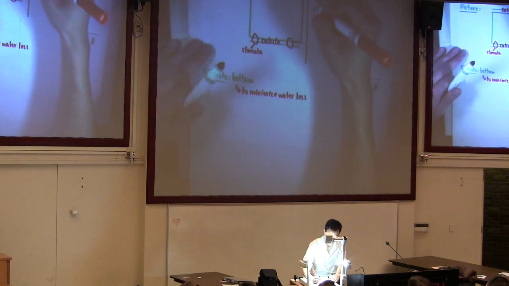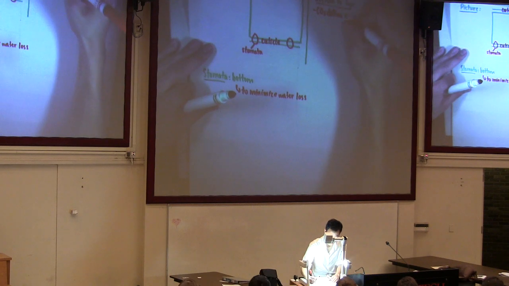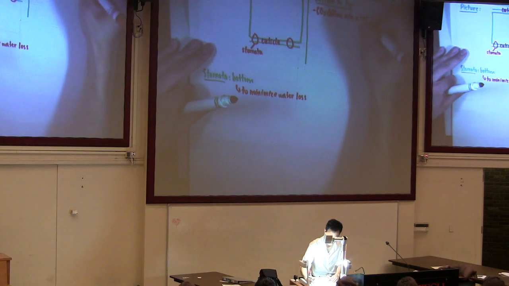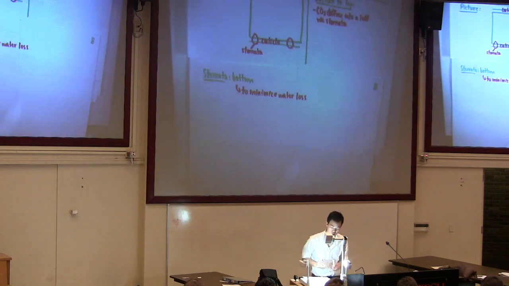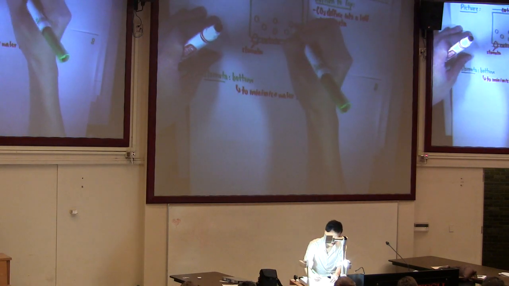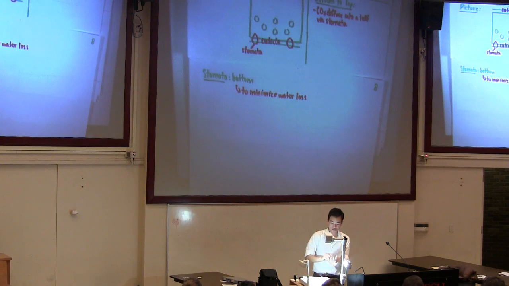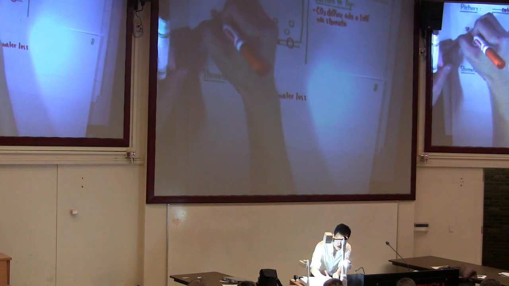So CO2 will diffuse into a leaf via the stomata, right? Okay? And this bottom region is made up of lots of cells, and this bottom region is known as what? The spongy mesophyll.